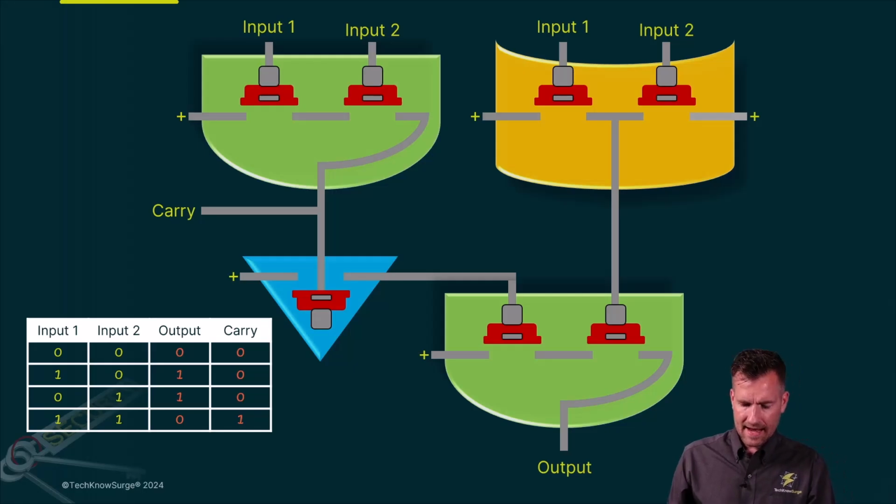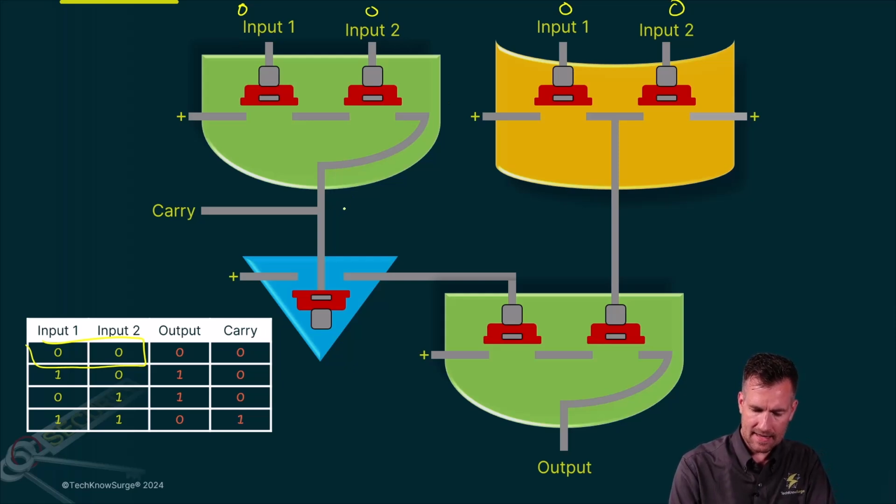If you said an AND gate, then you would be correct. So let's go through and see what this looks like. In this first scenario, we're entering a 0 and a 0. So the input is 0, 0 for the inputs here.